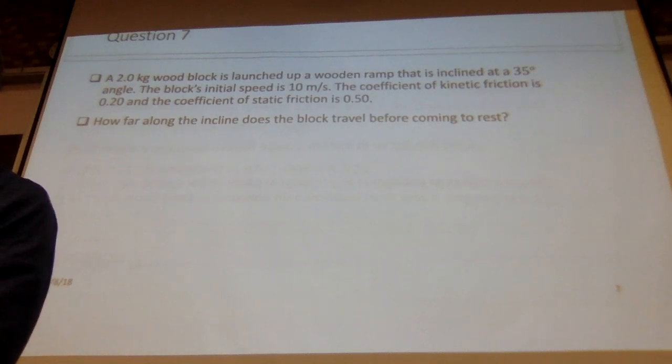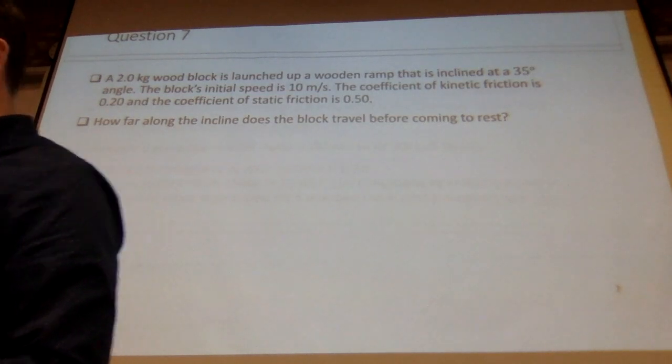Somewhat as a practice exam question, but also kind of a teaching question. It's far from trivial.